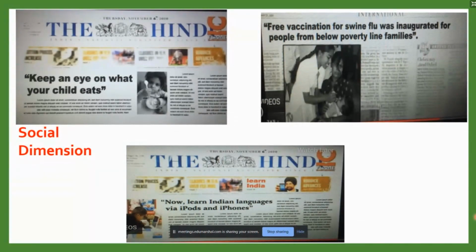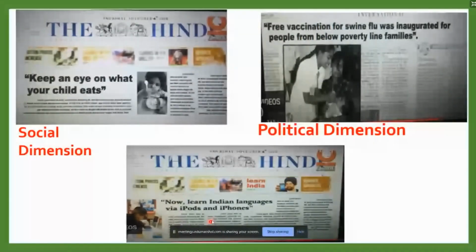Free vaccination for swine flu. Now in our country, when swine flu was there, when dengue was there, when polio was there, the government has taken a stand that they are going to distribute medicine free. People started coming, and people who are below poverty line are always being given free vaccinations. Now, this is a thought of the government, so it becomes a political dimension. And I think everybody would have been able to identify this.